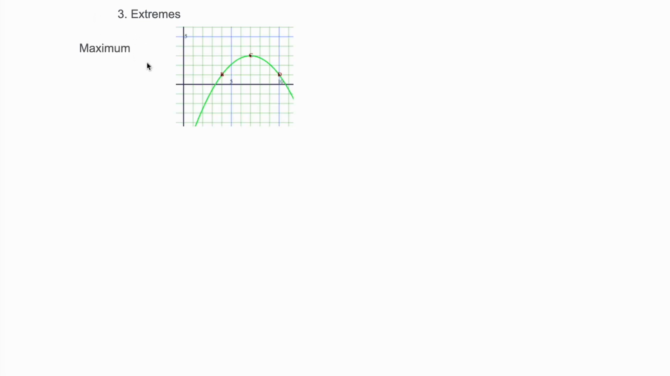Extremes. Let us look at the extremes. The extremes are the maximum or the minimums. The graph looks like this. This would be your maximum. There would be no minimum because this is going to keep going down forever. If the minimum is infinity, we just say that it doesn't exist, because infinity is not a number.